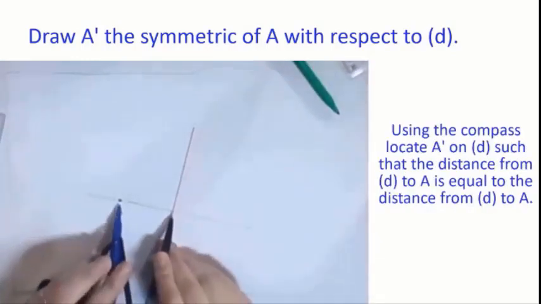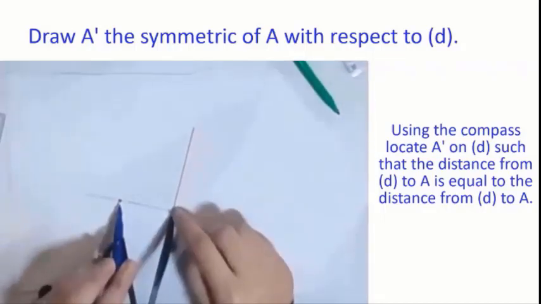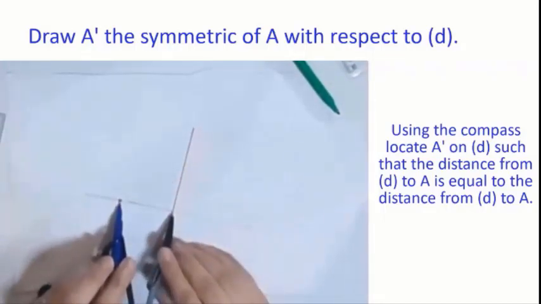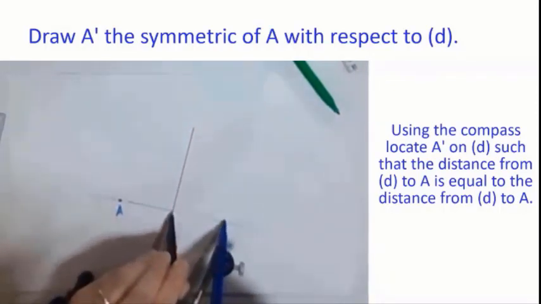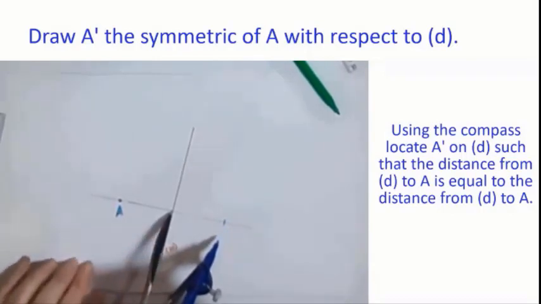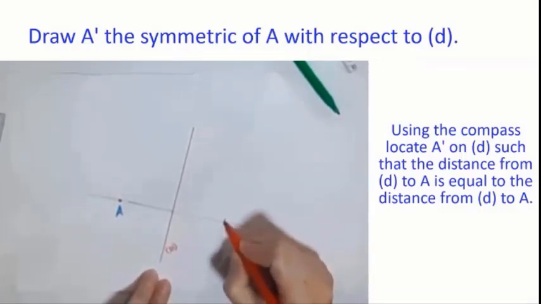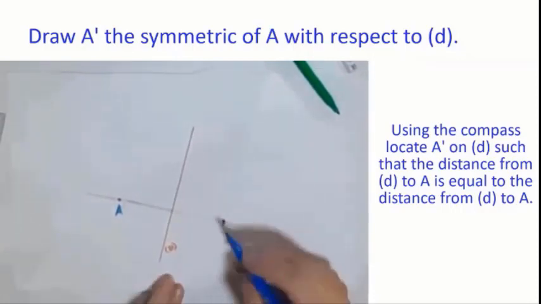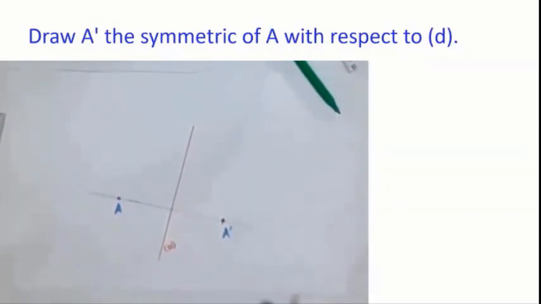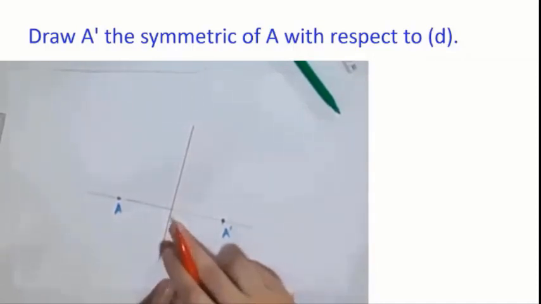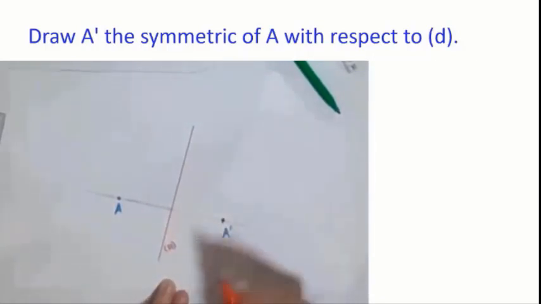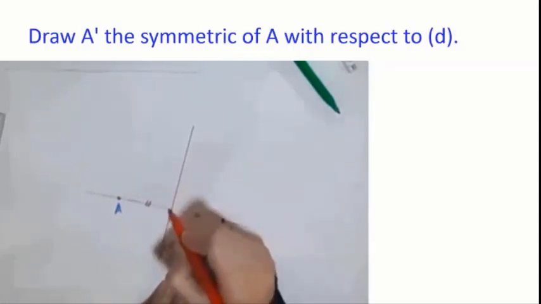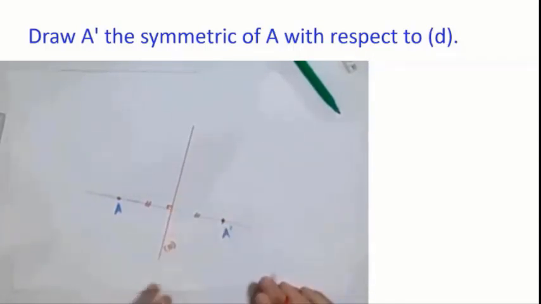Using the compass, measure the distance from line D to A, and with the same compass opening, we draw an arc on the other side. We mark this point A prime. Now, you can notice that the distance from point A to line D is the same as the distance from line D to point A prime. D is the line of symmetry and the perpendicular bisector of segment AA prime.